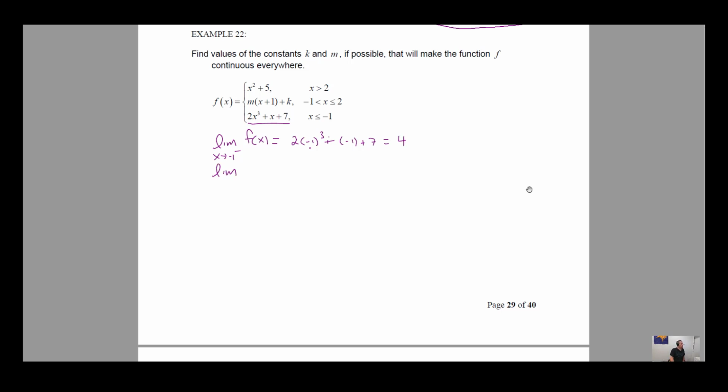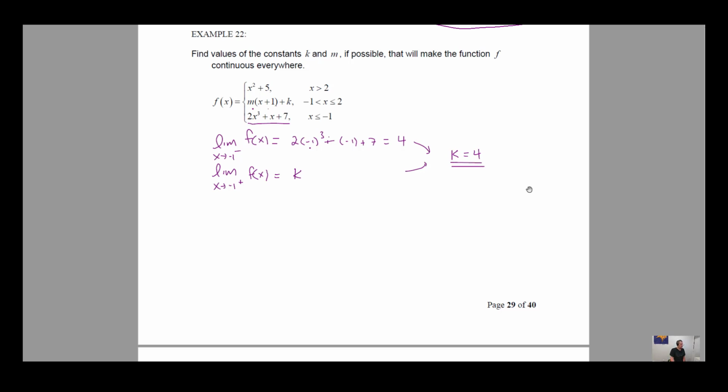Limit as x approaches negative 1 from the right means I'll now be in this middle interval, and so there, if I plug in x equals negative 1, I'll get m times negative 1 plus 1. So negative 1 plus 1 is 0. 0 times m is 0, and so I get a k. So those are convenient. In order to make my limit work from negative 1, I just need k to be equal to 4.